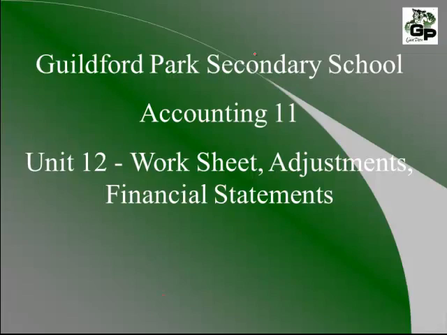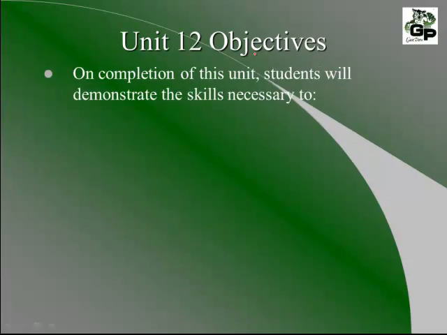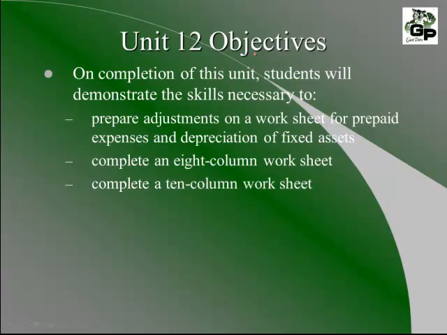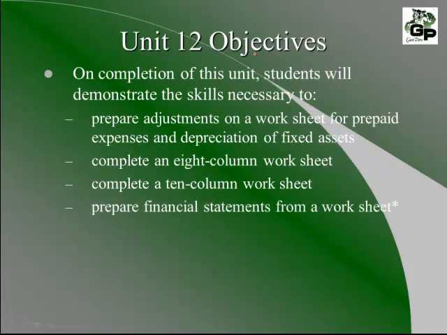Welcome to Unit 12, where we will be studying new types of worksheets with adjustments and financial statements that follow. The objectives for Unit 12 are that students will have the skills at the end of the unit to prepare adjustments on a worksheet for prepaid expenses and depreciation of fixed assets. They will be able to complete an 8-column worksheet. They will be able to complete a 10-column worksheet. And students will be able to prepare financial statements based on the information on a worksheet.